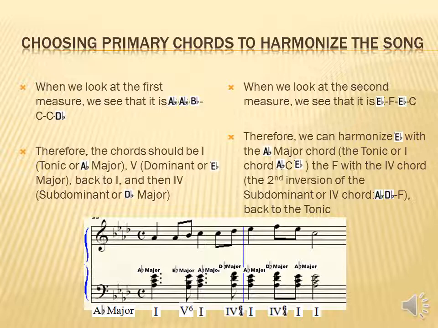Therefore, the chord should be 1, tonic or A flat major, 5, dominant or E flat major, back to 1, then the 4, subdominant or D flat major. When we look at the second measure, we see that it is E flat, F, E flat, C.